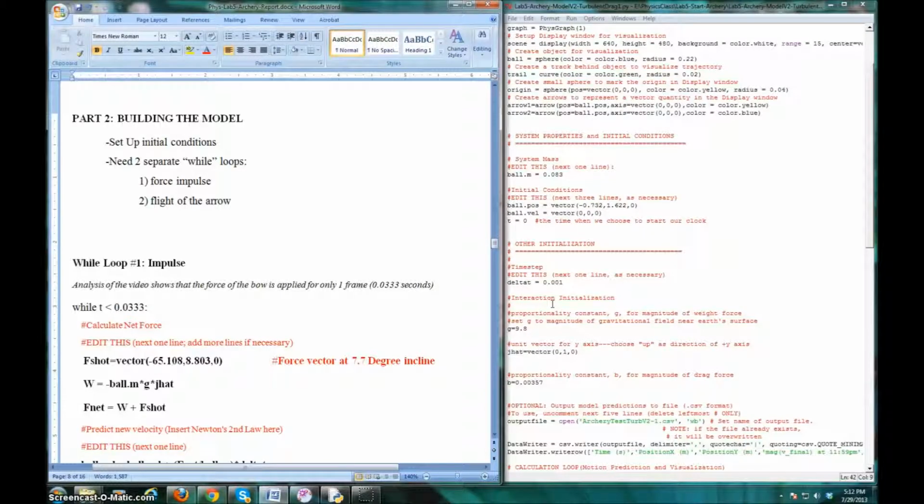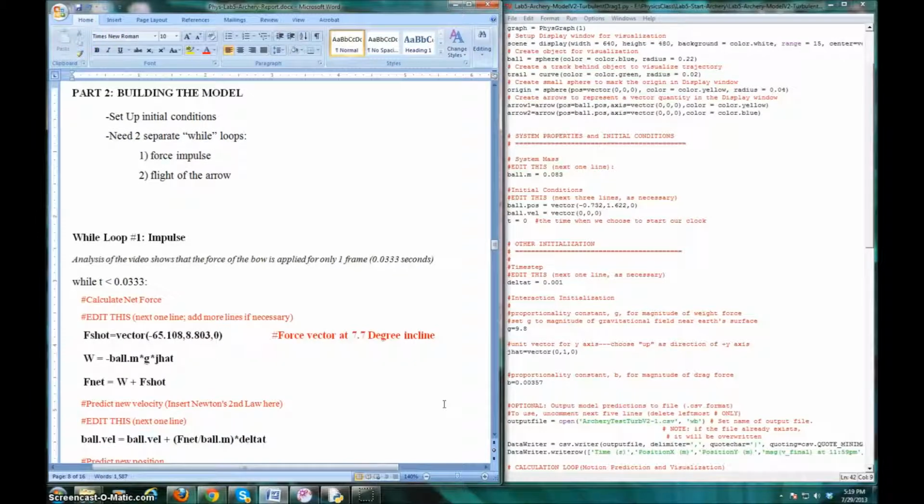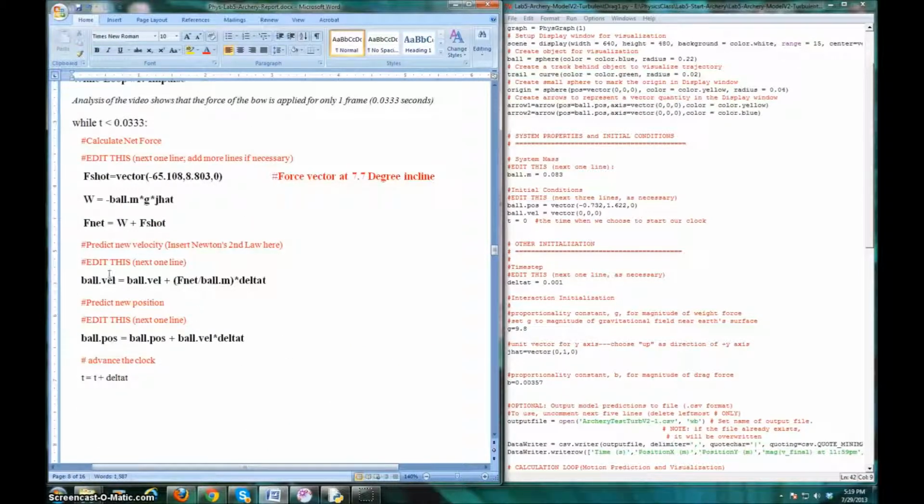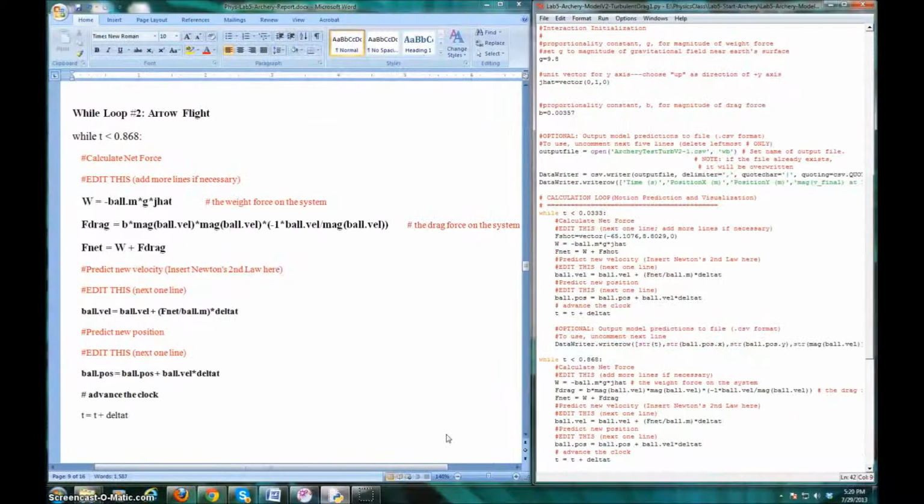Then I need 2 separate while loops, one for the force impulse and one for the flight of the arrow. Our first while loop is the impulse, and we know that the force is applied for only one frame. We then can use our vector force that we calculated earlier and add it to the weight force to get the net force on the arrow. We can then use Newton's second law to predict the velocity as it travels through the air and then also calculate the positions.